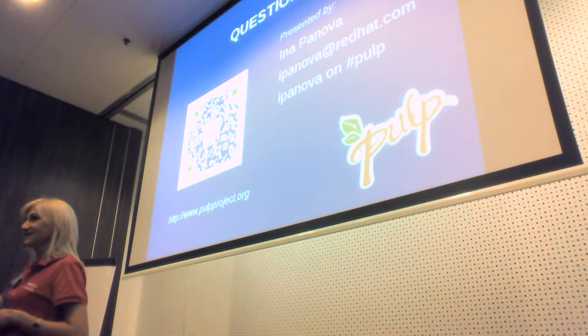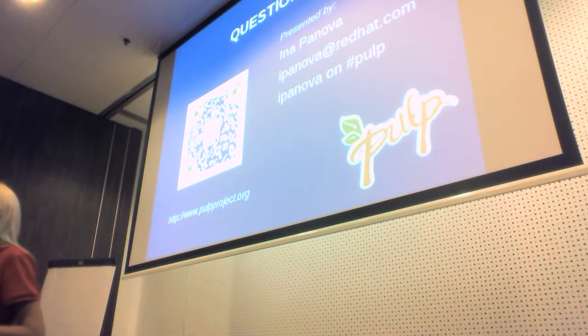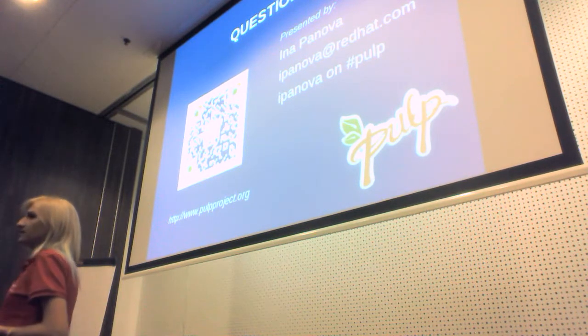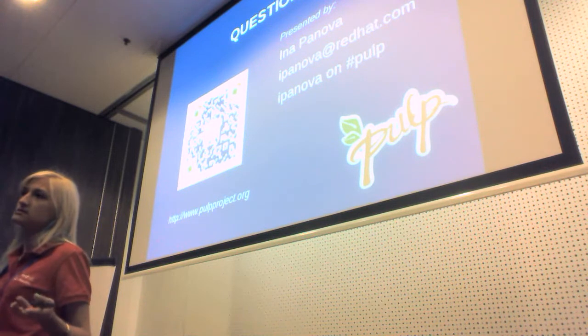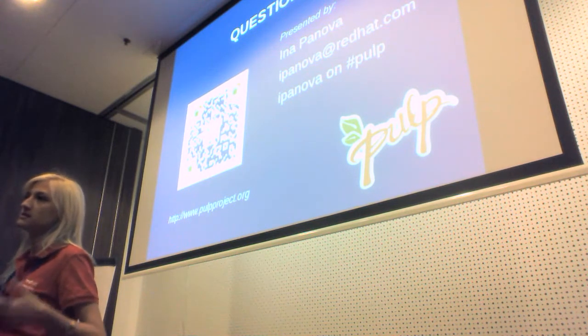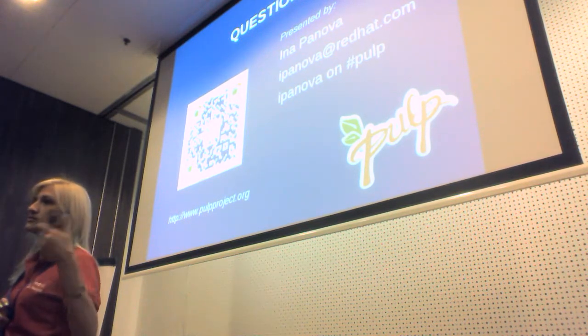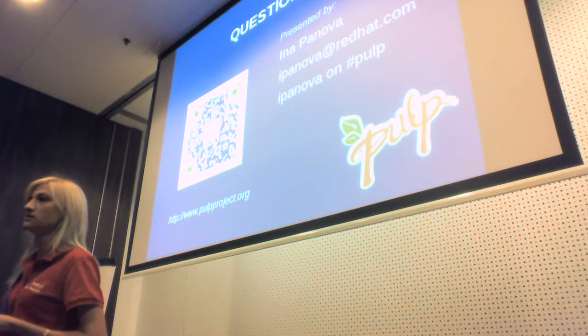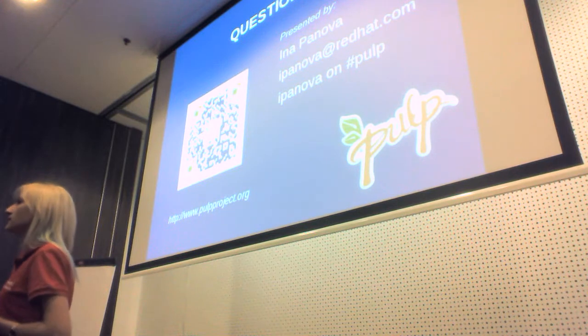I'm sorry. Go ahead. I have one question. You talked about Python and how Pulp can save all the packages. Is that the same for the RPMs or not? Yes. There is an option called retain old versions. By default it's set to 0, so basically it retains the oldest one, but if you set it to 2 or 3, it will keep 2 or 3 versions depending on the setting itself.